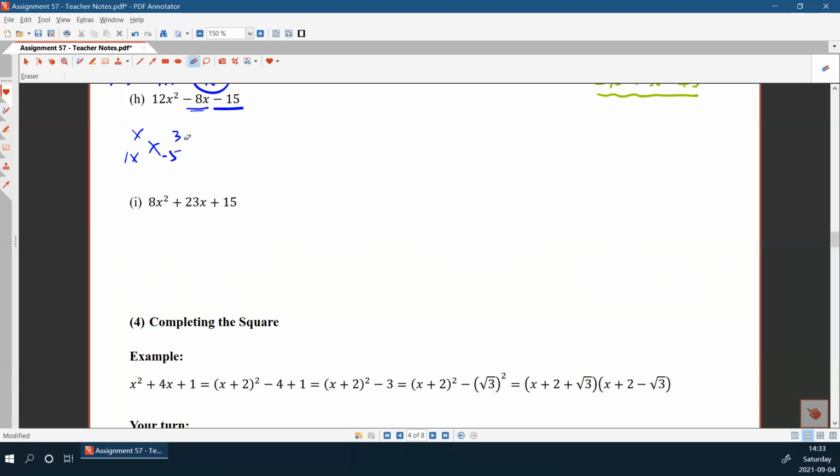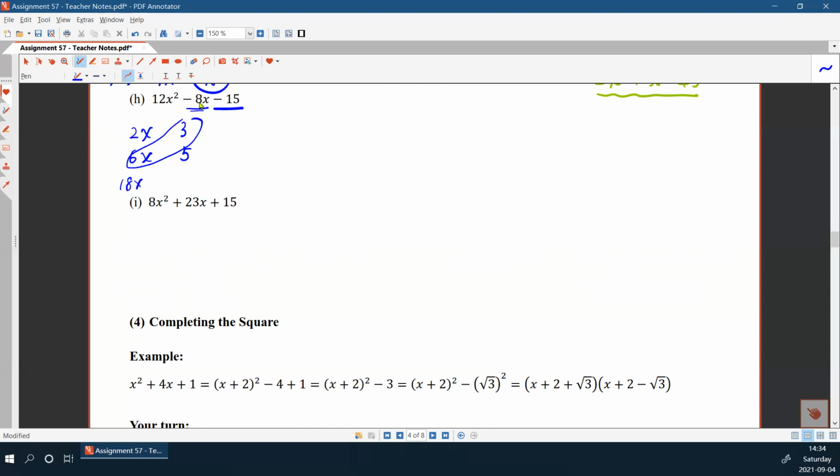So let's try the other combination. How about this time we have 2x and 6x here, right? And in order to have a minus 8, my guess would be, how about we put a 5 here and a 3 here? So as you can see here, 3 by 6 is 18x, right?